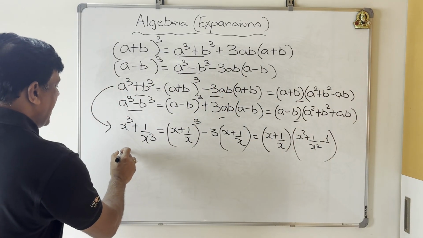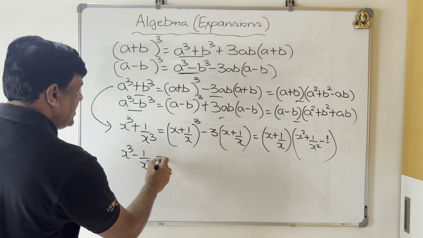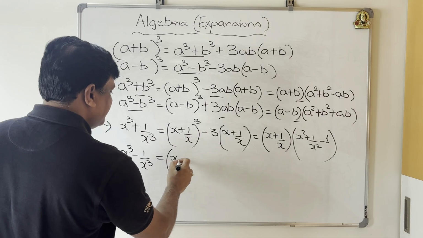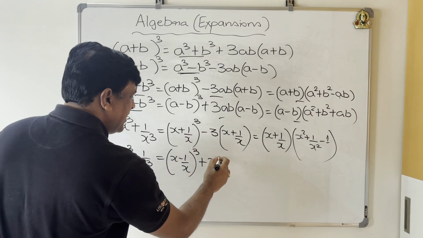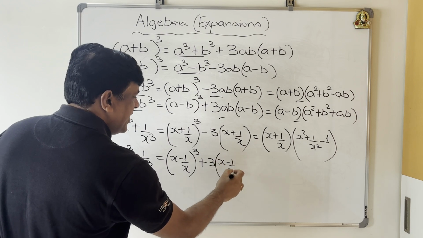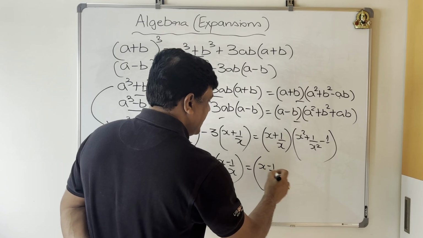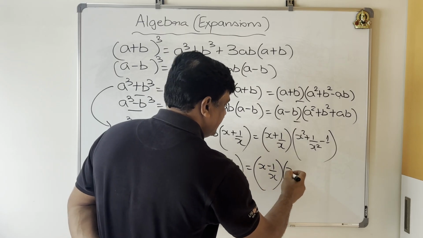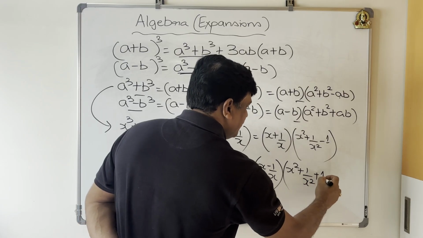So similarly, x cube minus 1 by x cube will be equal to what? It will be x minus 1 by x whole cube plus 3 times x minus 1 by x, which is equal to x minus 1 by x times x square plus 1 by x square plus 1. Look at it.